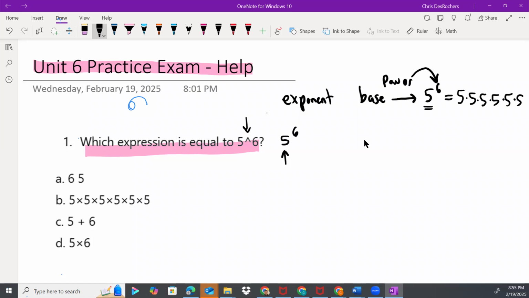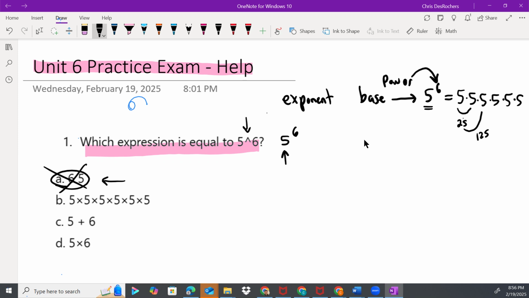Given that, we have 65 here. Is that going to be equal to the expression? Well, 5 times 5 is going to be 25. 25 times 5 is going to be 125. So if I keep going, it's going to keep getting bigger, and that is already bigger than our 65. So this is not a solution. 65 is not a solution.